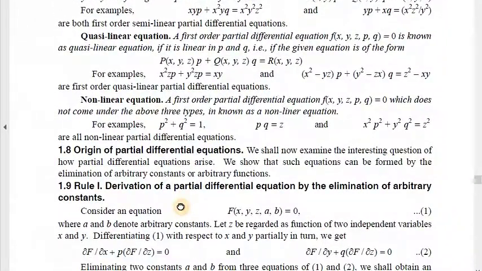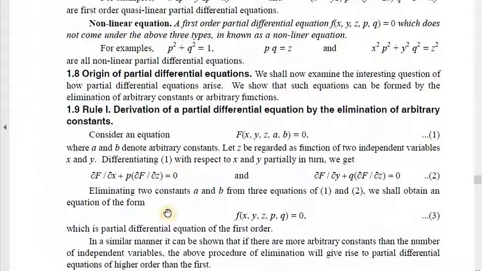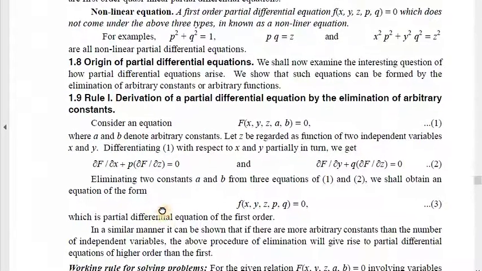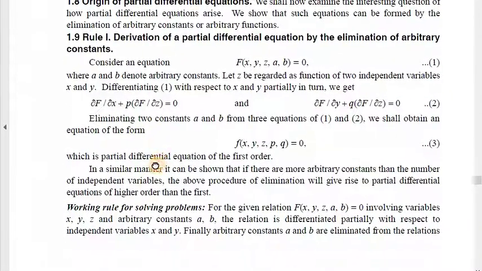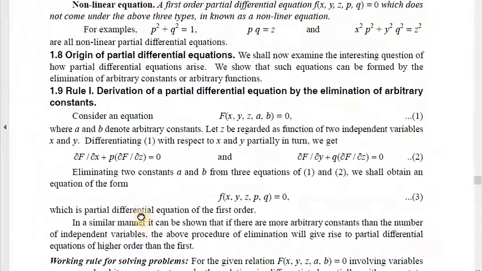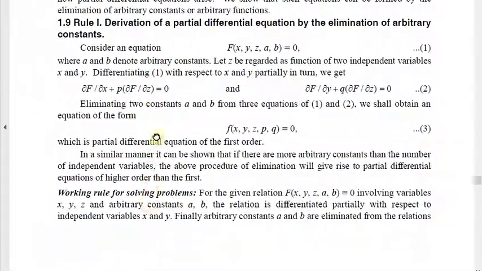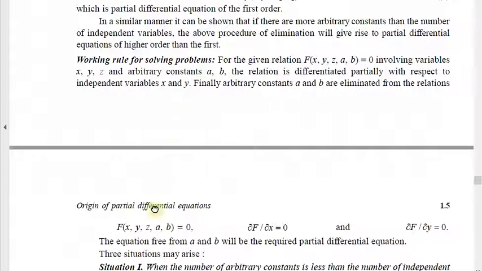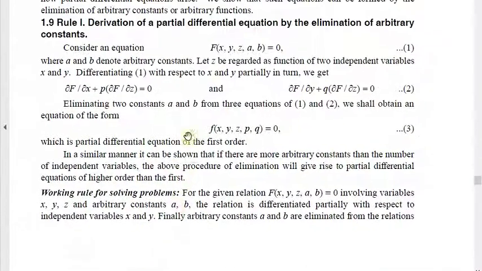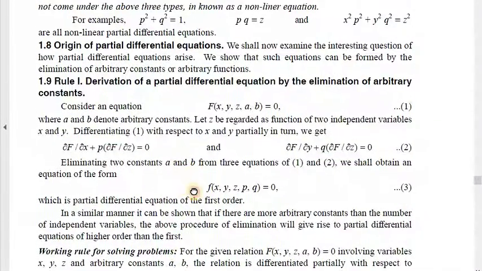In the next class onwards, we'll be starting with the formation of partial differential equations. After that, we'll start the solution of partial differential equations. So in this class, basically we have learned what the order of a partial differential equation is, and what the degree of a partial differential equation is.